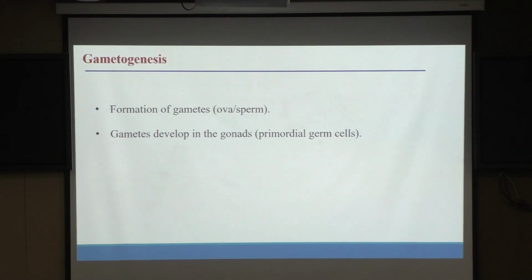See, up to the 8th week of development, the gonads will be in an indifferent stage. So it can differentiate into an ovary, or it can differentiate into a testis. So only at the 8th week will you have a clear differentiation whether it has developed as an ovary or a testis. So before that stage, it's all called the indifferent gonad stage.